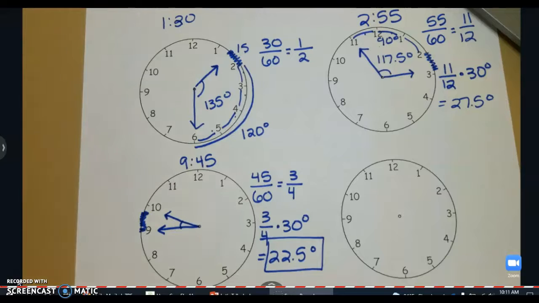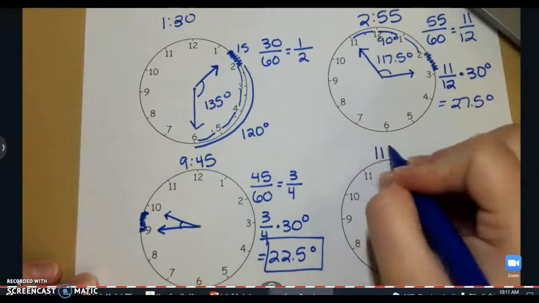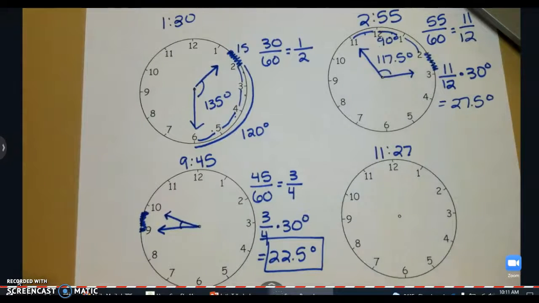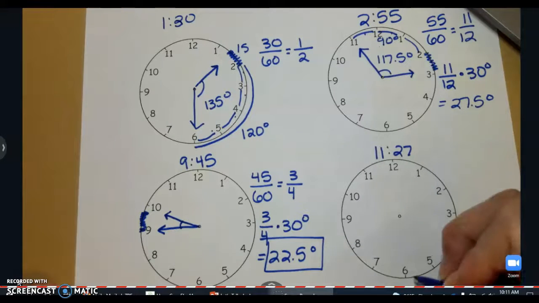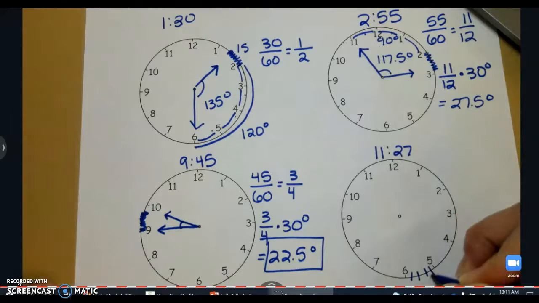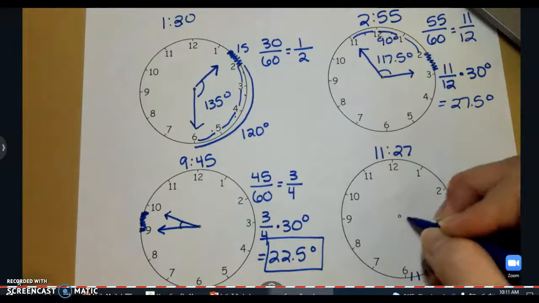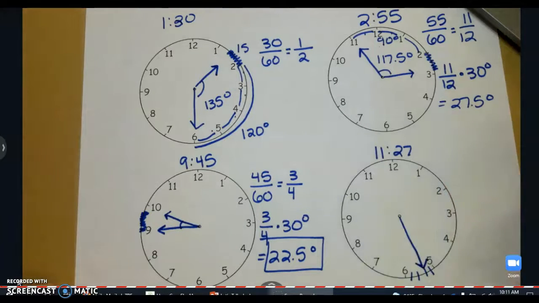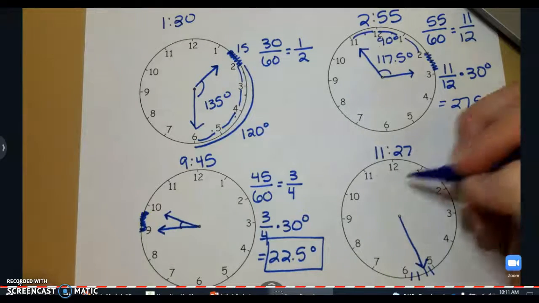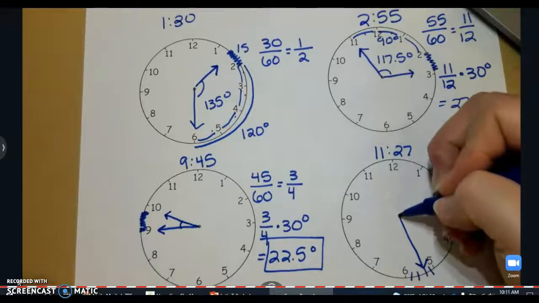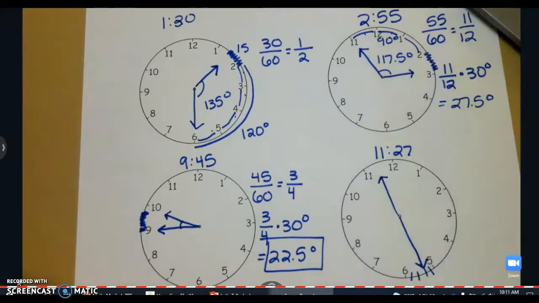Okay. Last one, and this one is a little tricky, so make sure you're paying extra close attention here. 11:27. So at 11:27, my minute hand is going to be pointing between the 6 and the 5. So let's draw in our little tick marks here, because there's 5 minutes in between here. So that would be 25 minutes, 26, 27. So 11:27, my hour hand is going to be in between the 11 and the 12.